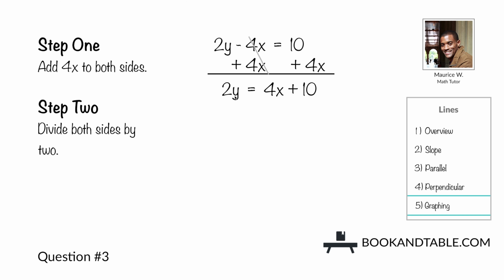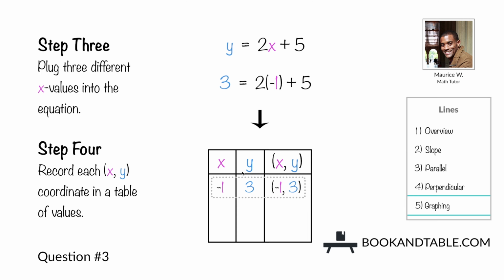To isolate this y, we want to get rid of this coefficient of 2. So step 2, divide both sides by 2, giving us an equation of y is equal to 4x divided by 2 is 2x. 10 divided by 2 is 5. So this is the equation that we want to sketch. Y is equal to 2x plus 5. So once we have that equation, step 3, we can follow our normal steps now.